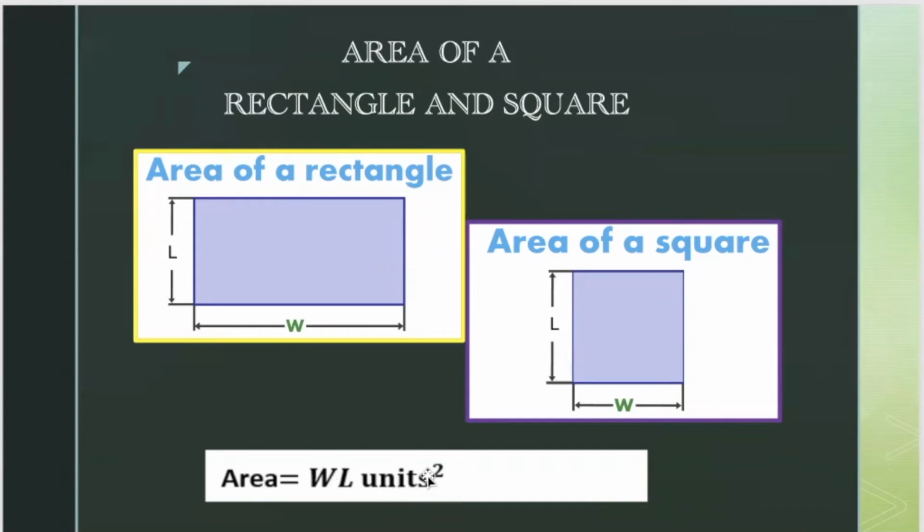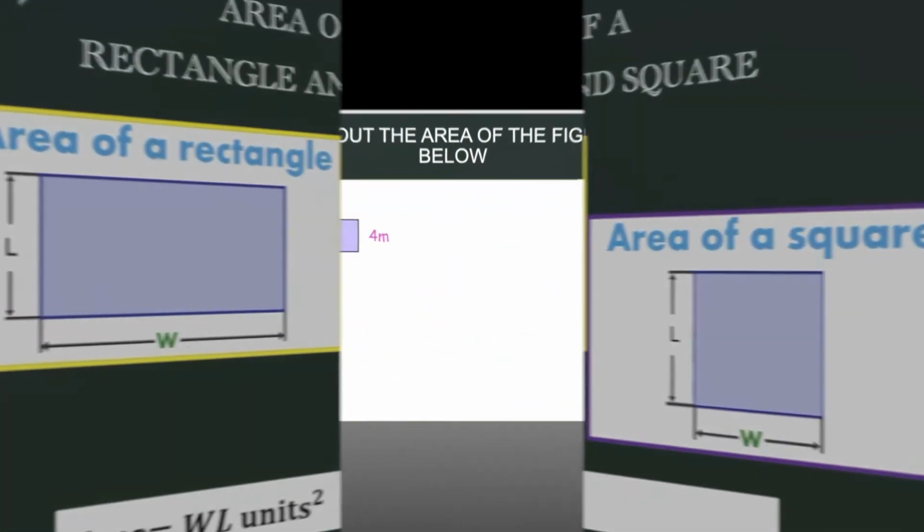And what do we mean by unit square? If it's centimeter, then it's centimeter square. If it's meter, it's meter square. So whatever the unit is, it will be the unit being squared. Let's look at an example.